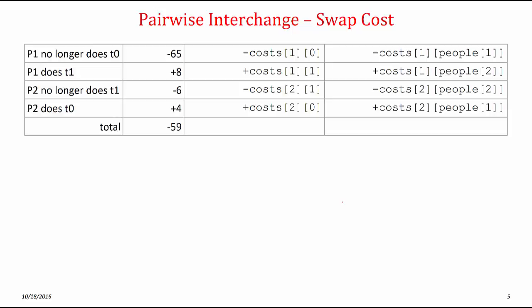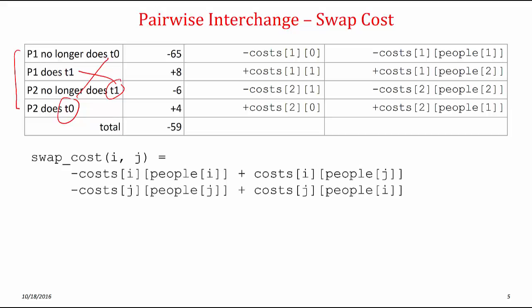So if we look at these in detail, you can see that there are 4 components to our cost change. Person 1 no longer does task 0, and that saved us $65. Person 1 now does task 1, and that cost us 8. So by making that swap for person 1, we in effect saved, what would that be, $53? Or 53 units, whatever that happens to be. Then the second 2 components deal with person 2. So now person 2 no longer does T1 because T1 is now done by person 1. And person 2 now does T0, and person 2 didn't do that.